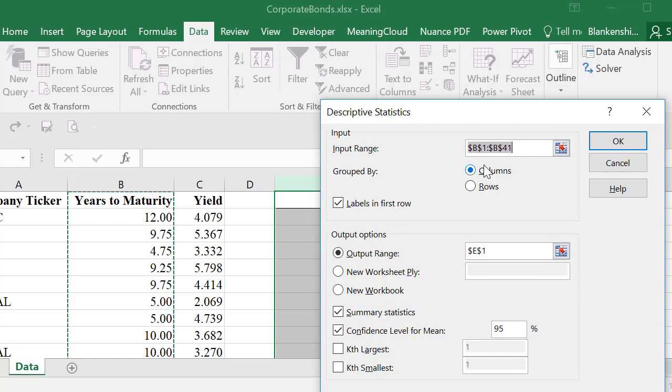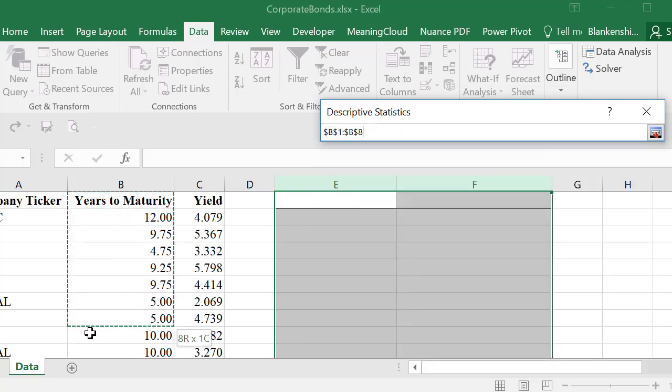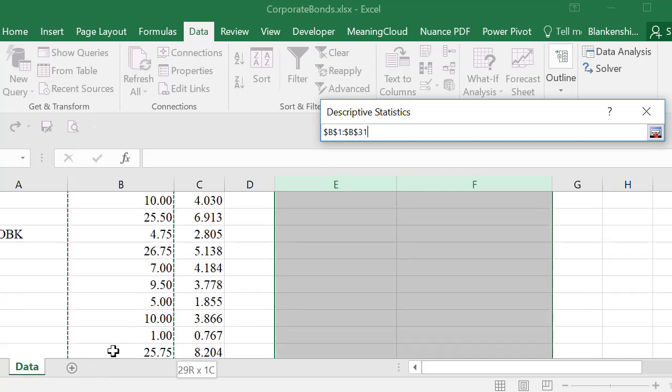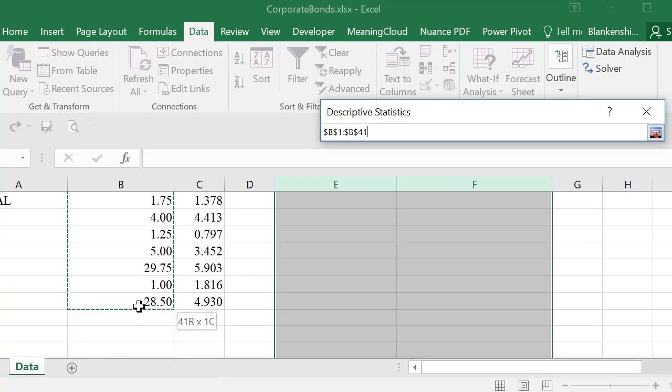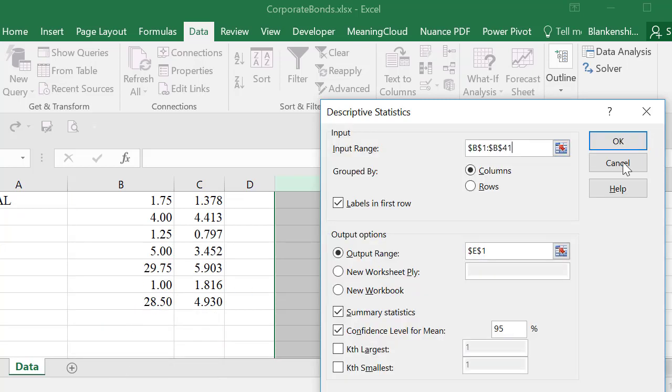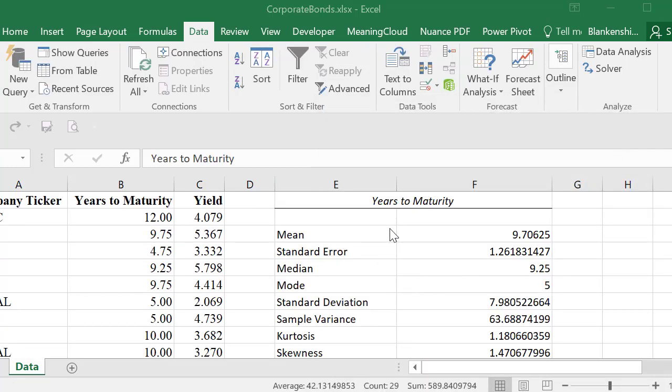The input range is going to be this area, B1 down to all of my 40. And I'm going to do columns again. The first row has a label in it. The output range, I'm just going to put it out to the side as E1. I want summary statistics, and I'm going to go ahead and do the confidence level just to save some time for you. I'll hit OK, and so it puts it out.